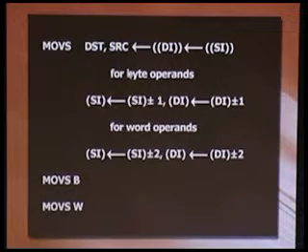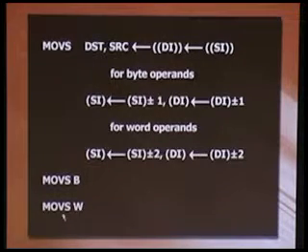Now, for byte operands and for word operands, the execution is slightly different. After moving, for byte operands, SI is incremented or decremented by 1. Similarly, DI is incremented or decremented by 1 based on other parameters, which we will discuss later. In the case of word operands, SI and DI are incremented or decremented by 2. The incrementation or decrementation depends on the direction flag. The same instruction can also be written as MOVSB for bytes and MOVSW for words.